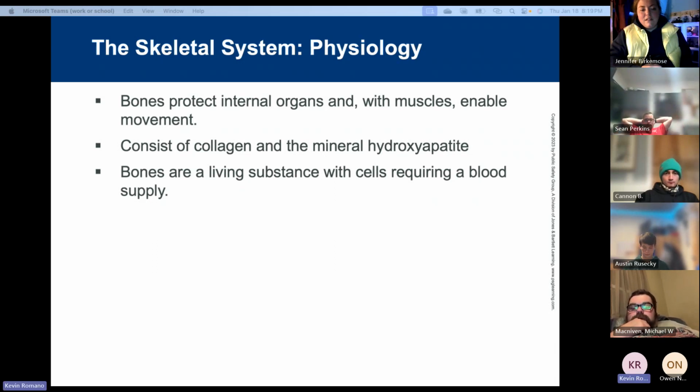So remember, they are responsible for several functions, right? They protect internal organs and, with muscles as well, enable movement. So if someone has a fracture, that's how you can tell. It's so important that we stabilize and we splint, right? Because they can have long-term effects with this. That's why it's so important to splint and stabilize.